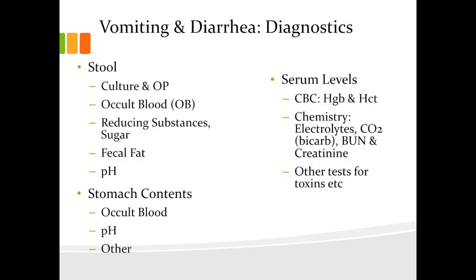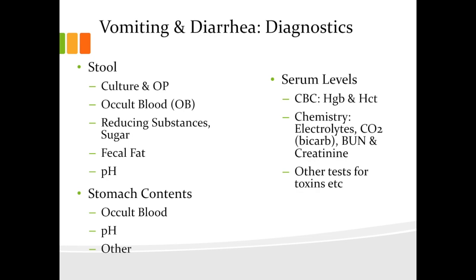The diagnostic studies that you will be collecting and sending will be a culture and stool for ova and parasites. We can send off for occult blood, and they're looking for inflammatory conditions when we're looking at the blood. And then there's other things that are really unusual, the reducing substances, sugar, fecal fat, and pH, and that's for the malabsorption type conditions. Sometimes when somebody vomits recurrently or repeatedly, we might send that off for an occult blood and get a pH, but usually not.